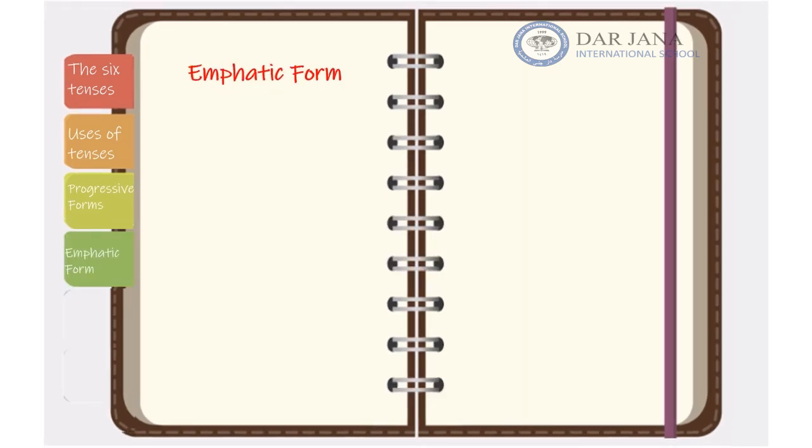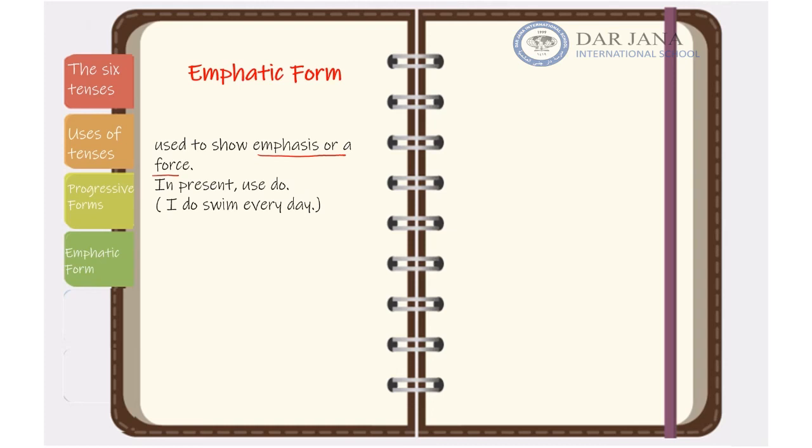Let's move on to the emphatic form. The emphatic form is very easy to explain and understand. It's used to show emphasis or force. So if I want to emphasize a particular verb, I just use the emphatic form to enforce it. Example, in the present use do, we can say I do swim every day. I could have easily said I swim every day. But if I want to emphasize that I'm swimming every day and it's a habit, I use the emphatic form of the verb and I add do before swim.